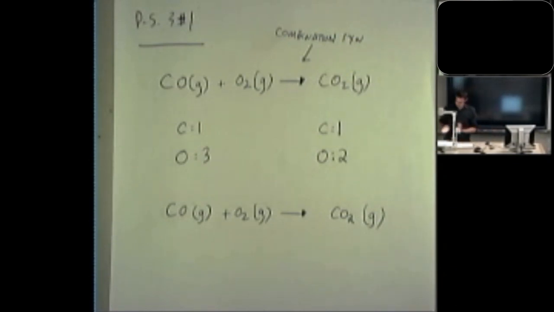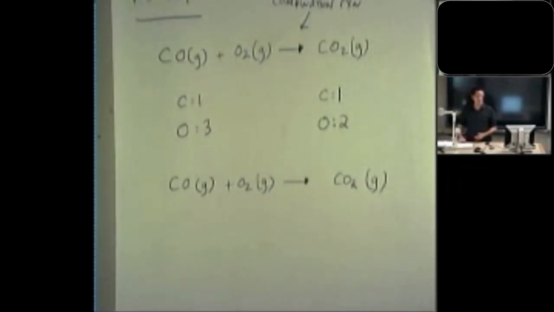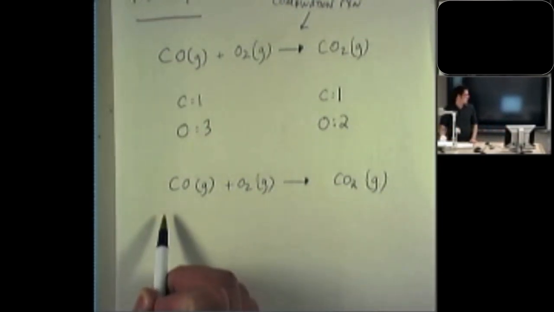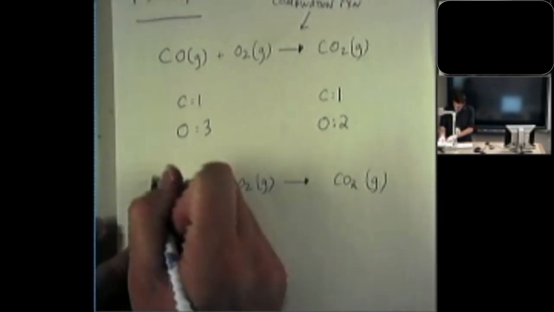So let's see if we can write a coefficient in front of something somewhere. Someone yell out a coefficient. There's no right or wrong answer at this moment in time. Just tell me a number. It has to be a whole number, 1 through infinity. Tell me where to put it. All right. So we're told to put a 2 in front of the CO. All right. So let's go ahead and put a 2 in front of the CO.